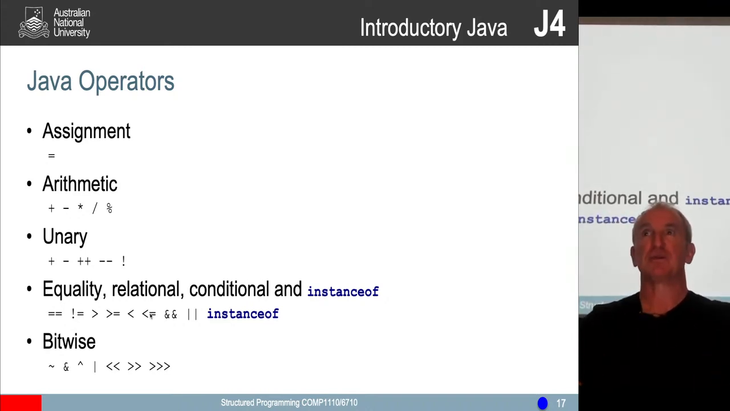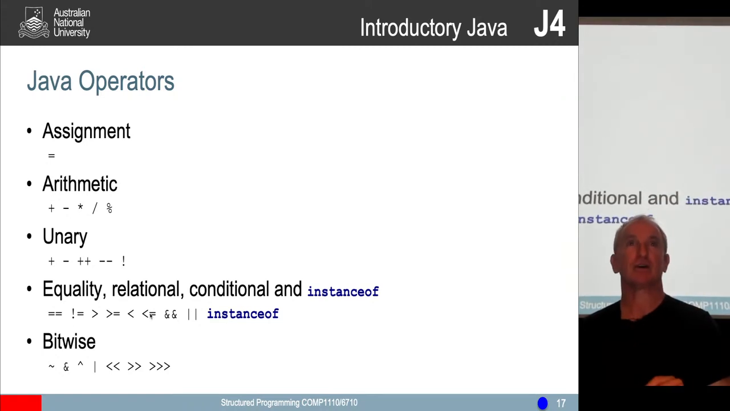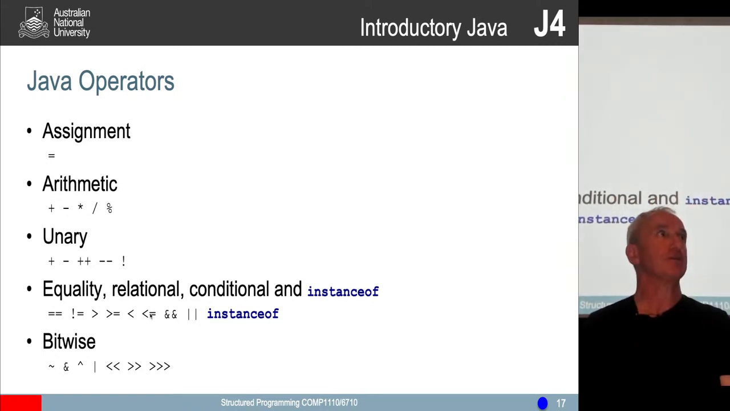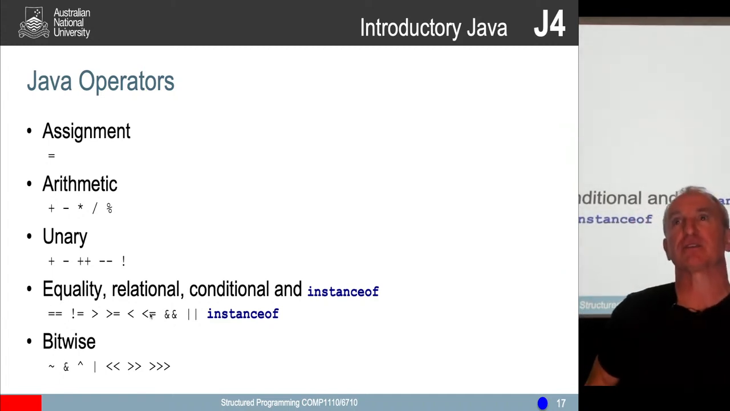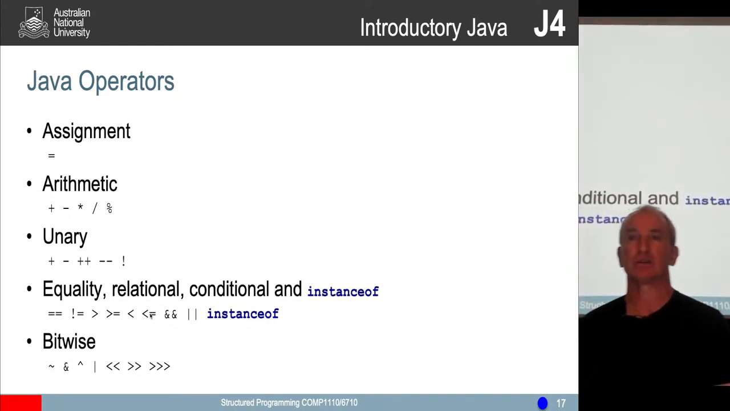This should be familiar to you just from high school maths or whatever, the idea of an operator being a plus, a minus, a divide, and that percent sign, which means what? Can anyone remember what that percent sign means in Java? Yeah, integer remainder, right? You take an integer division and then give us the remainder. So it's the remainder from an integer division, which is close to but not the same as modulus.